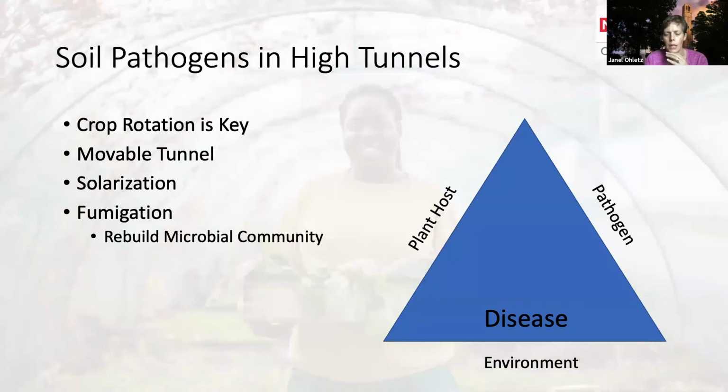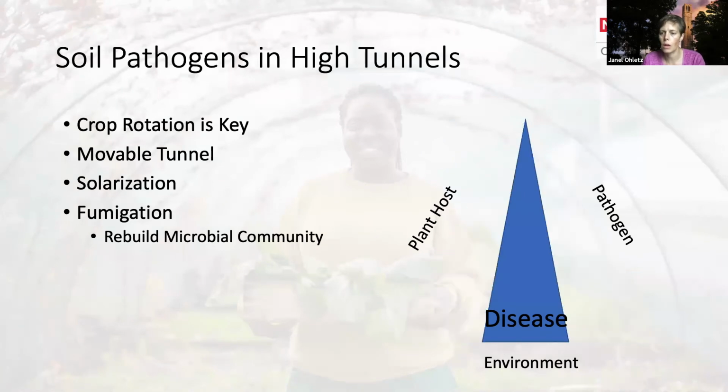And so in looking at how we control a soil pathogen, often what we do is we look at this kind of disease triangle. And how that works is we have these three things that influence the size of that triangle. We have the plant host, what crop you're growing, the type of pathogen that's there, and the environment, an environmental factor. So if we adjust any one of these, we would reduce the size of the triangle.